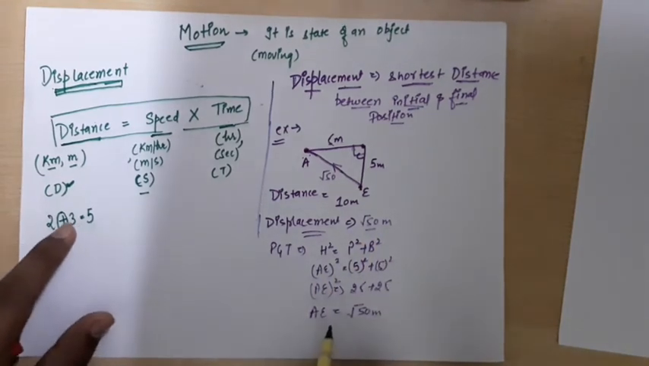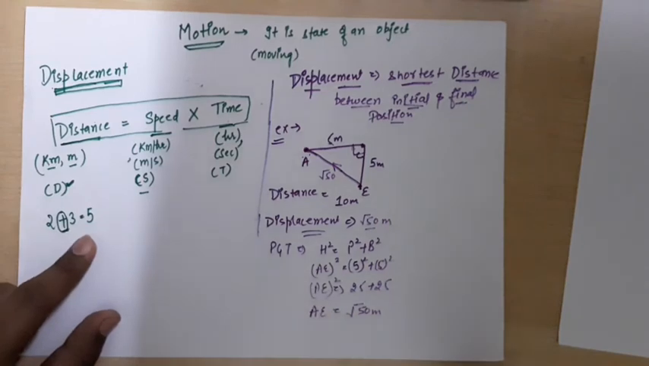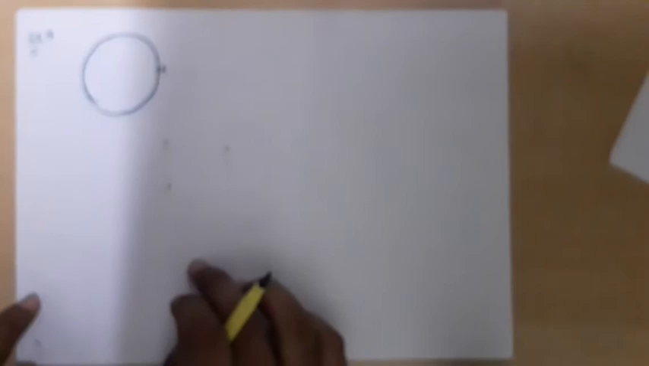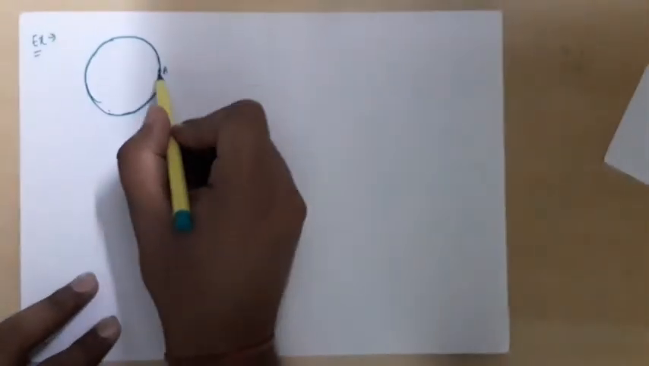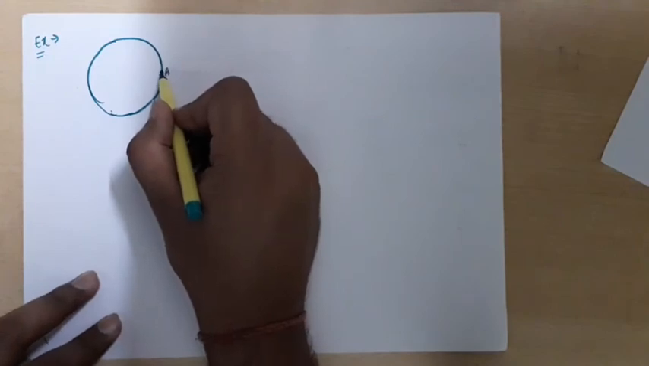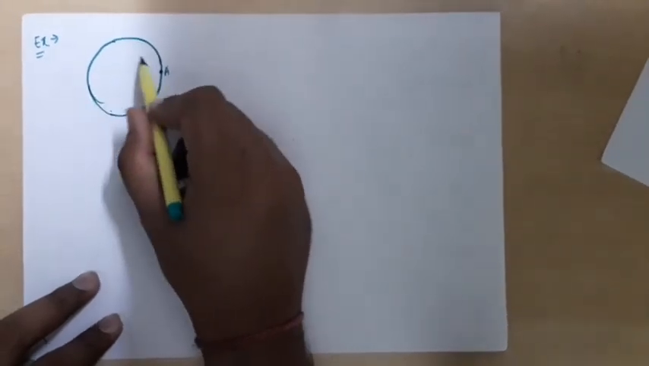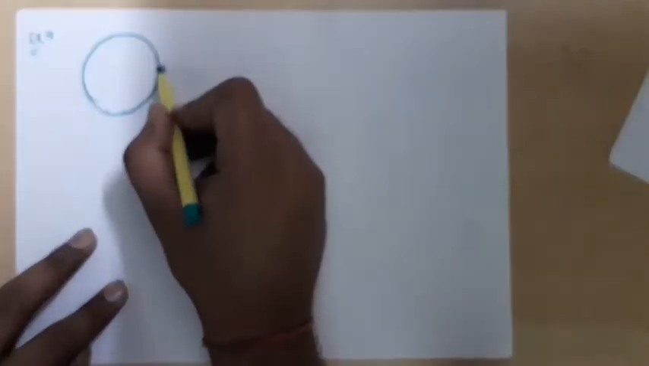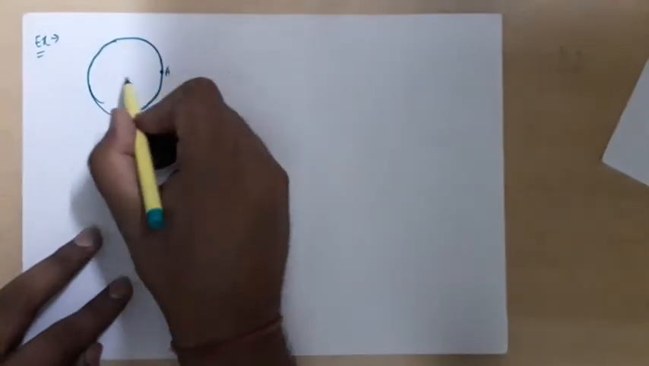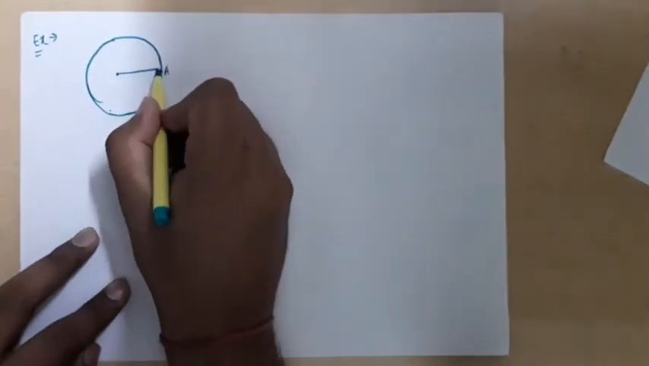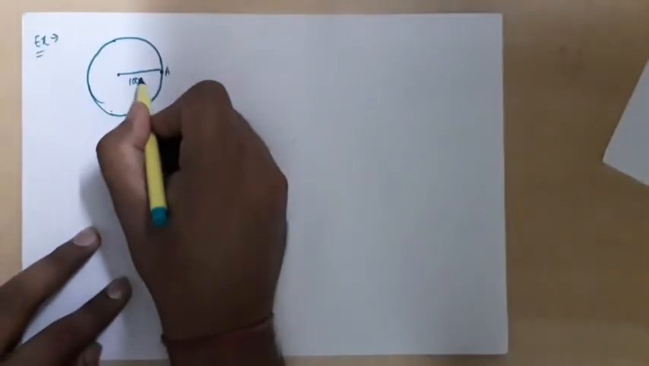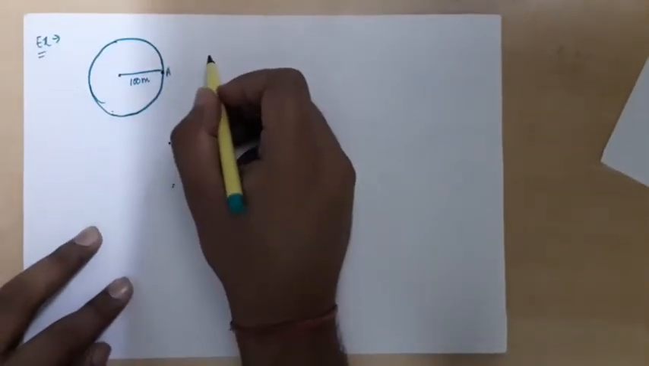So now we can understand that displacement is the shortest path. Now let us take one more example of displacement. Suppose again a girl is at point A on a circular track. She is covering this circular track, right? Its radius is 100 meters, right?